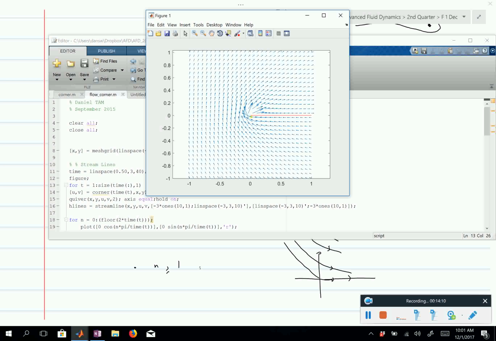If your velocity goes to infinity, what happens to the pressure? It goes to minus infinity, right? So that means that you have an enormous suction at that point. So here at this point you have a singularity.